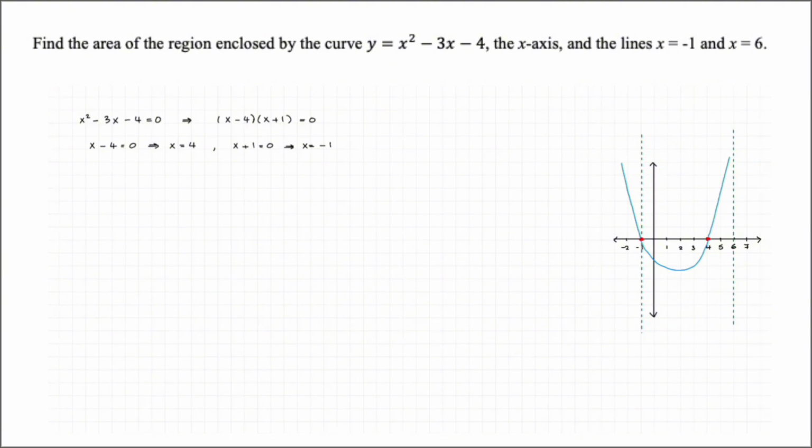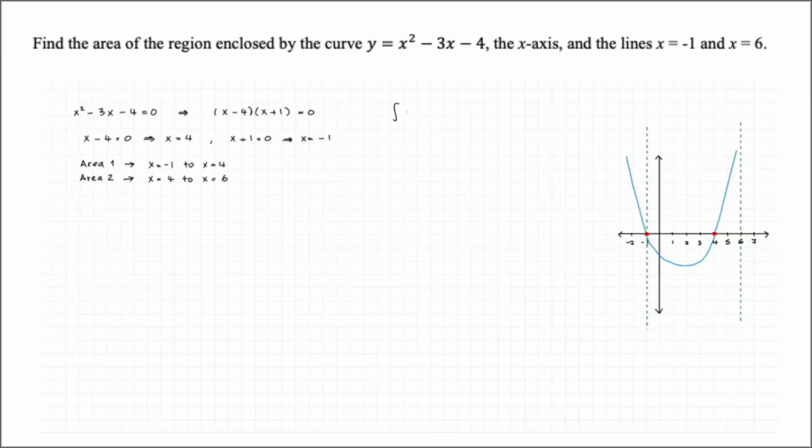Let's set up the area calculation. Area 1 is from x equals -1 to 4. Since this is below the x-axis, we need to take the absolute value of the result. Area 2 is from x equals 4 to 6. This is above the x-axis, so it stays positive.